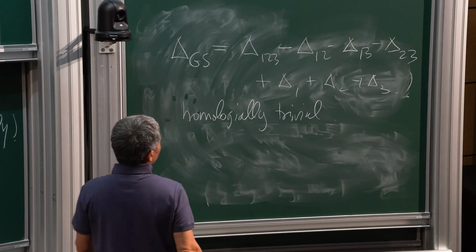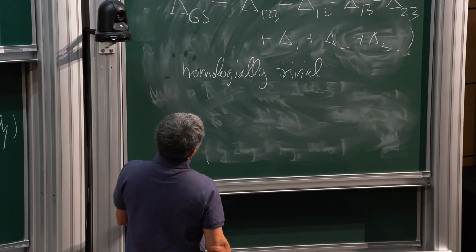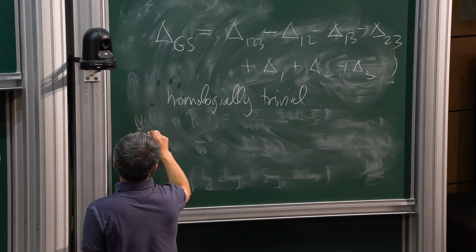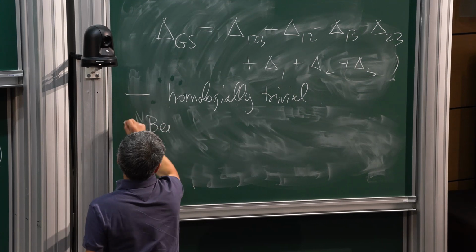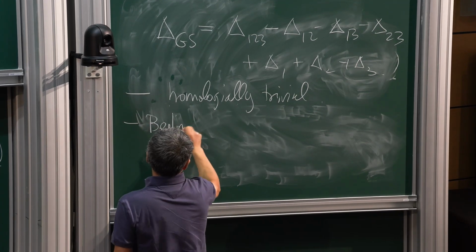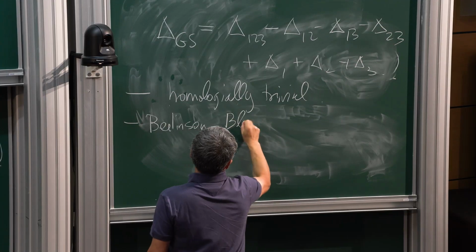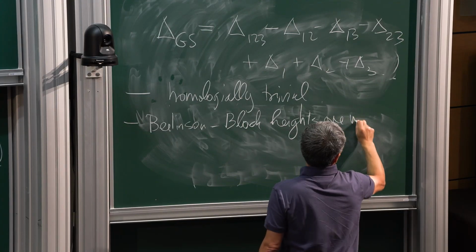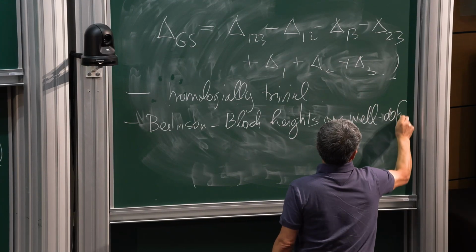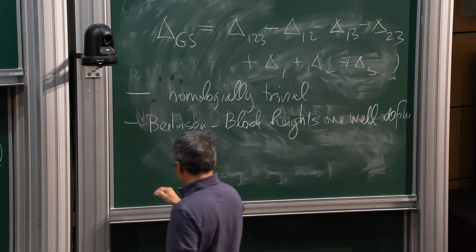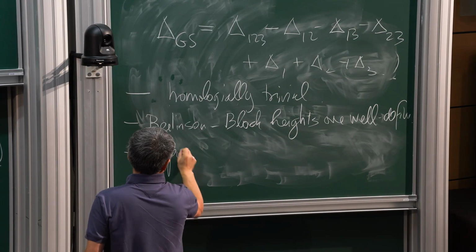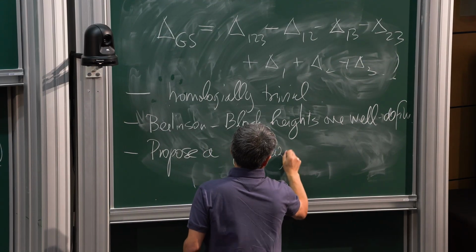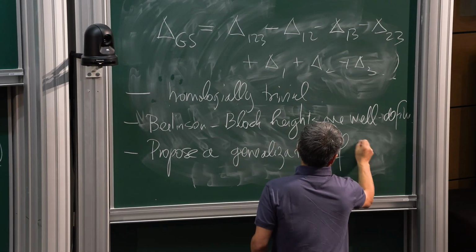Okay, so this is very nice. And then the Beilinson-Bloch heights are well defined. And the most important thing, they propose a generalization of the Gross-Zhang formula.